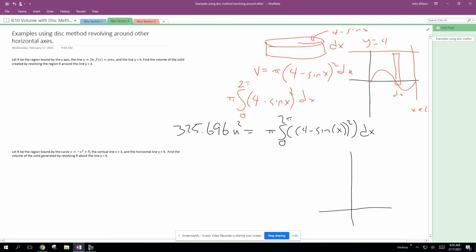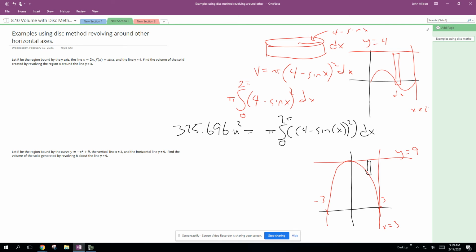These basic curves, you have to know what the graphs look like. This is a parabola that opens down, intersects the x-axis at -3 and +3. We have the vertical line x equals 3, and the horizontal line y equals 9. That's where the y-intercept is. And so it looks like in this case, the region R is here, bound by those curves. So we're going to integrate and revolve about the line y equals 9.